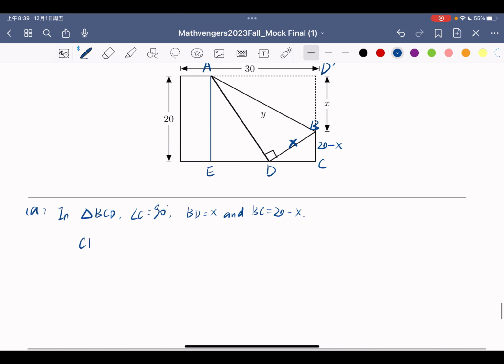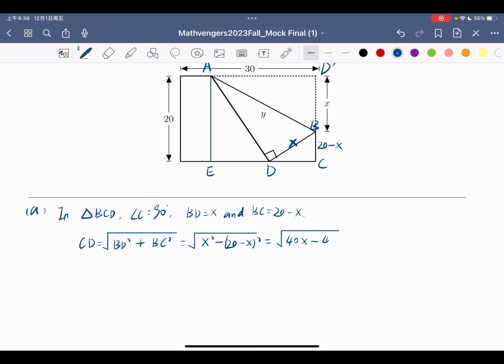So we have CD is equal to the square root of BD square plus BC square, which is equal to the square root of x squared minus (20 minus x) squared. We can simplify this by expanding the bracket square. So this is equal to 40x minus 400, which means we already know the length of CD. This is the square root of 40x minus 400.